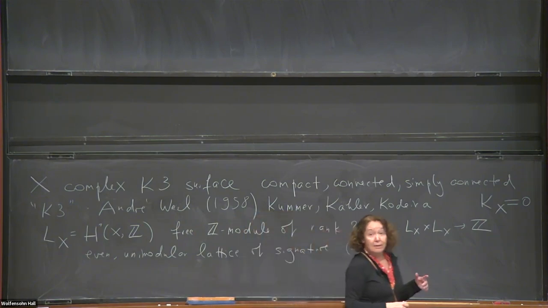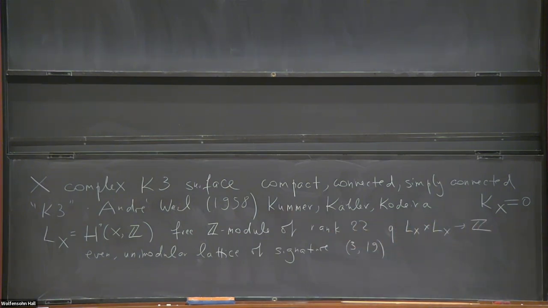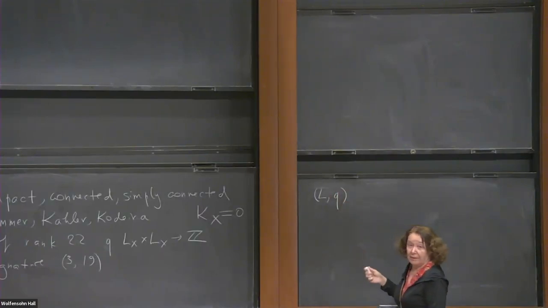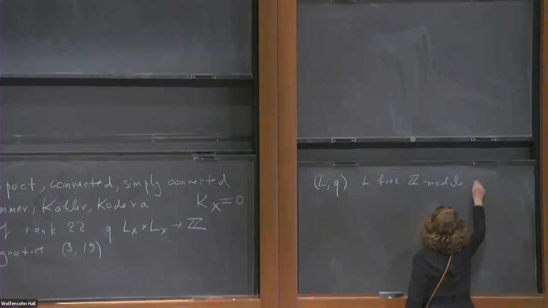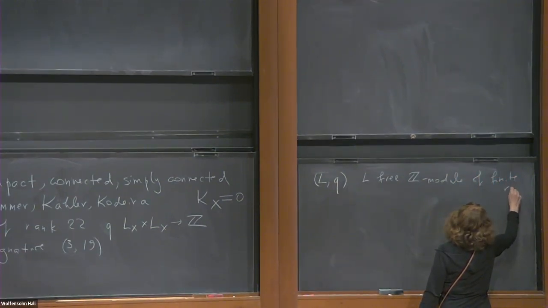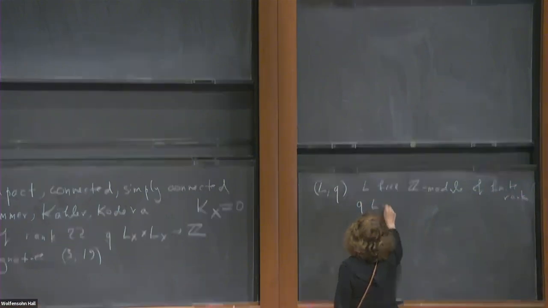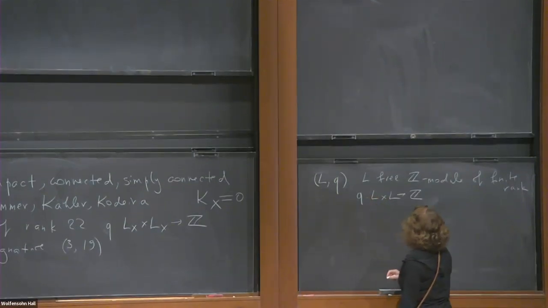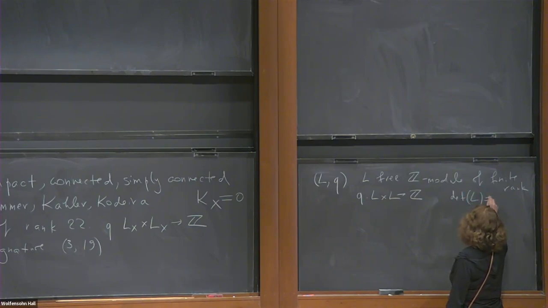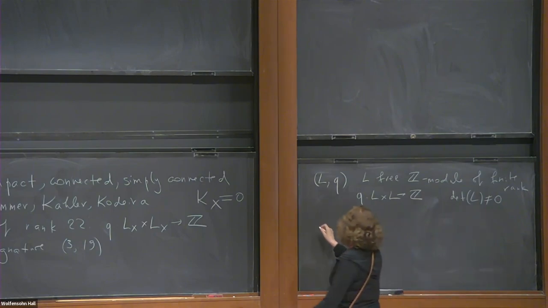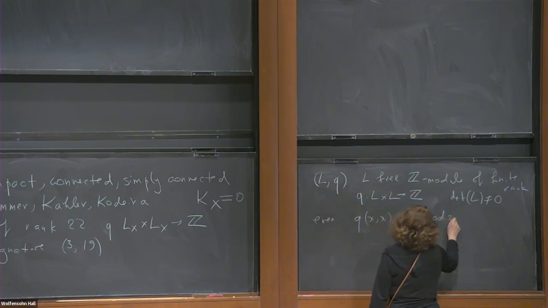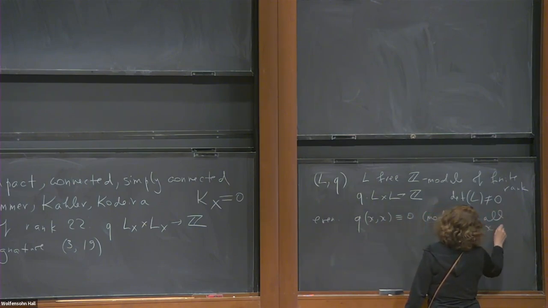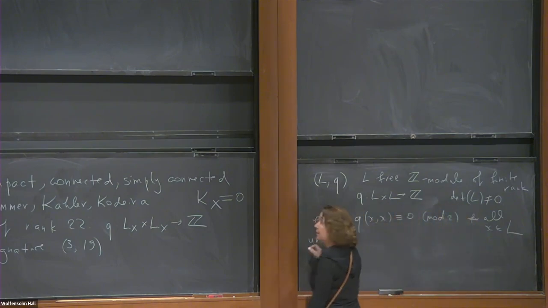So in this talk, lattices will play an important role, so I recall some definitions and basic facts. First of all, what is a lattice? In general, a lattice is a pair (L, Q), where L is a free Z-module of finite rank and Q is a symmetric bilinear form with values in the integers. We always require that the determinant is not zero. Moreover, even means that Q(x,x) is even for all x in L, and unimodular means that the determinant is plus or minus one.